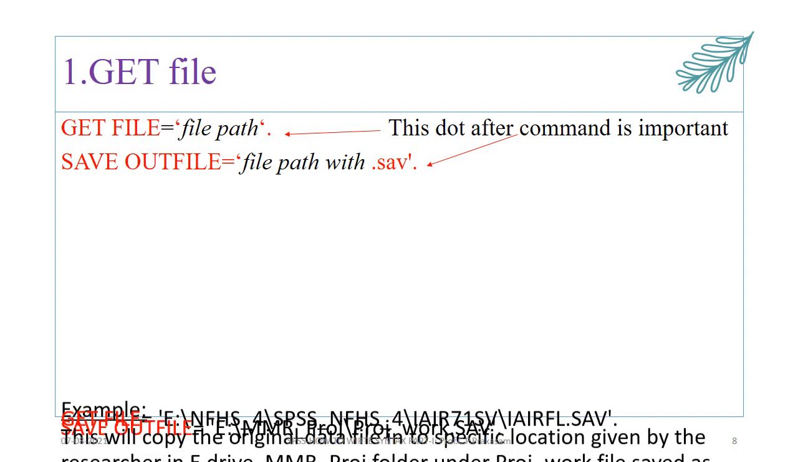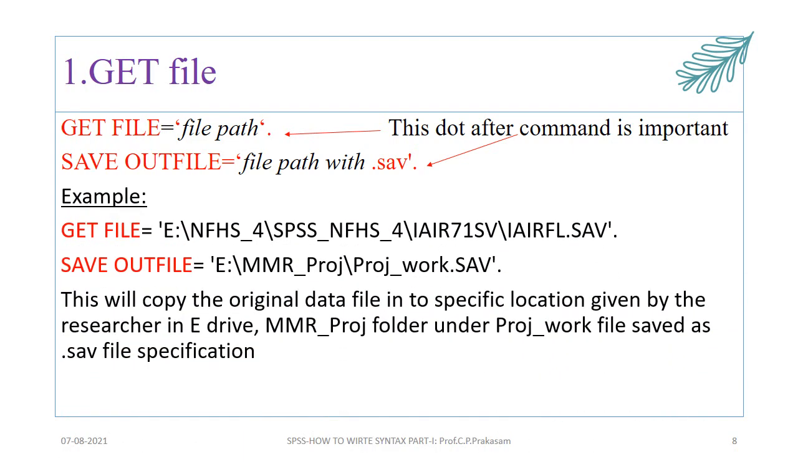In this example, you can see here GET FILE equals to, that is the command, and we have to give the file path. The file path is in the /nfhs4 folder, that is SPSH nfhs4, this is the irs and .sav. This is the file path, and SAVE OUTFILE.